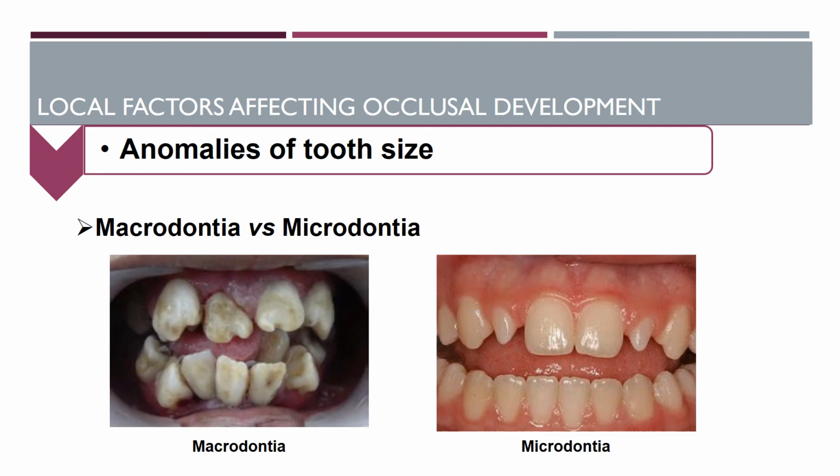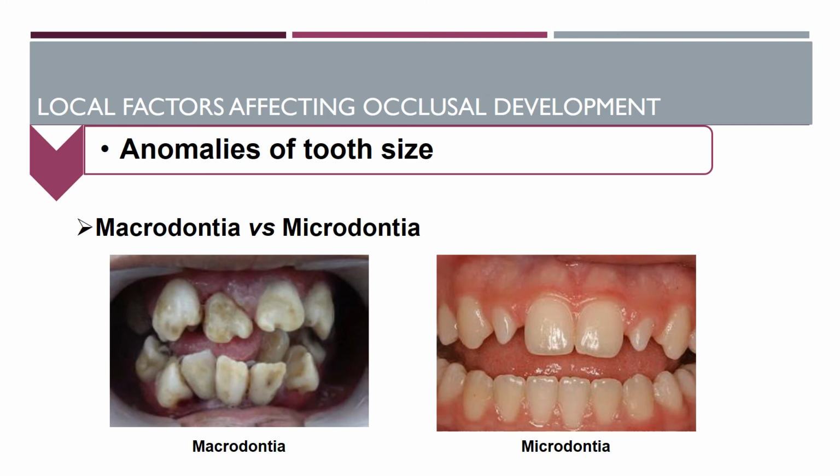The most commonly congenitally missing teeth are the third molars, followed by the maxillary lateral incisors. The second local factor affecting occlusal development is the anomalies of tooth size. It includes either macrodontia and microdontia, which can be localized or generalized.